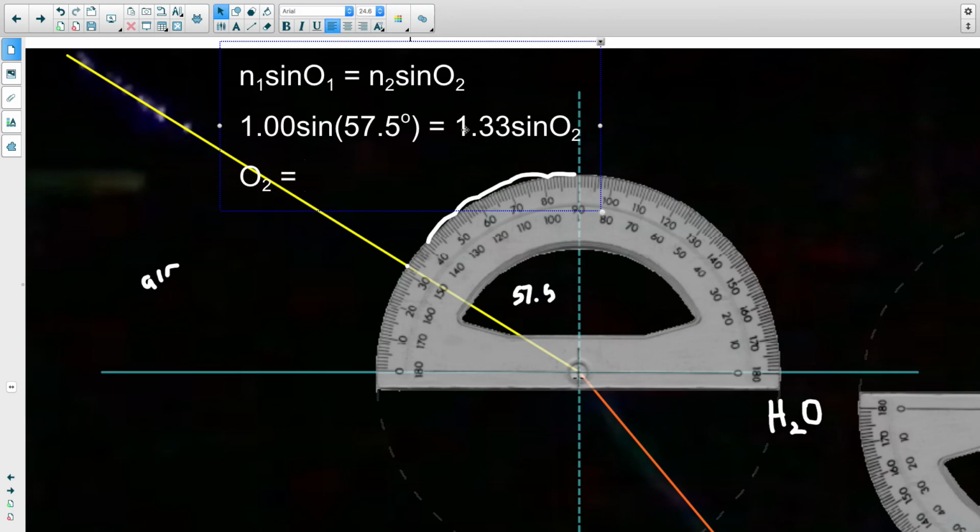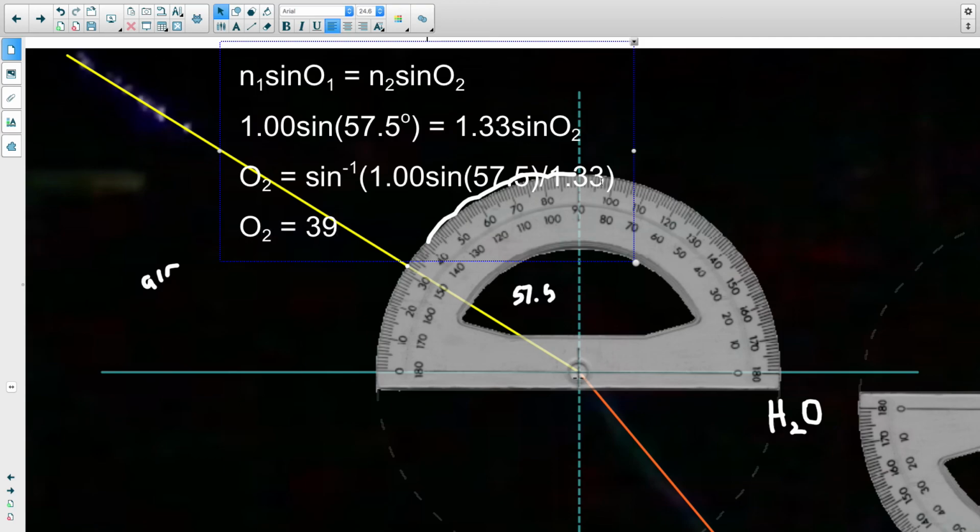Theta 2 is going to equal inverse sine of the quantity 1 sine 57.5 divided by 1.33. And what does that come out to? If you run it in your calculator, remember, if you have the small calculator, you're going to get a little crazy here. First do 57.5, then you sine it. Times 1 doesn't do anything. Divide by 1.33, then you inverse sine it, and you get about 39 degrees. So this should come out to about theta 2 equals 39 degrees, roughly.